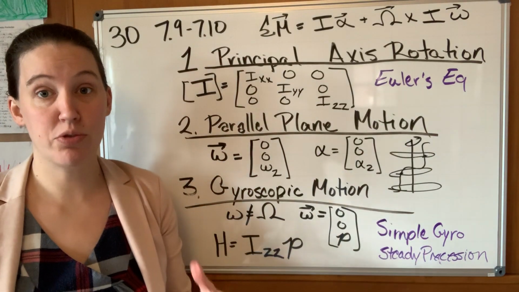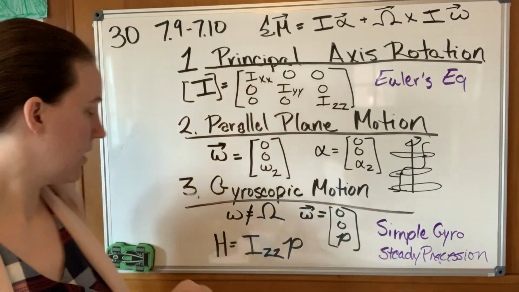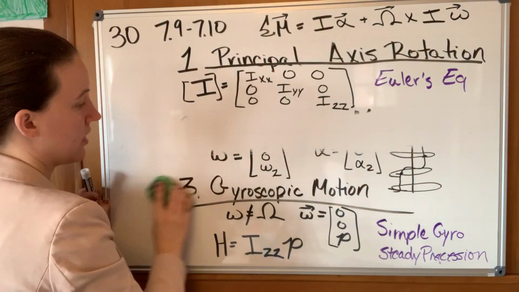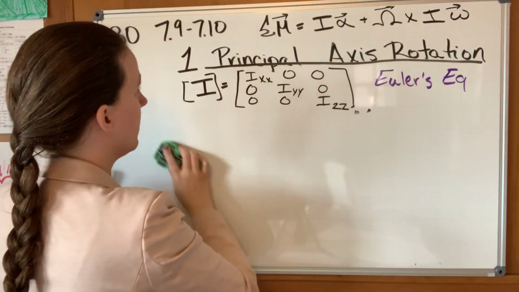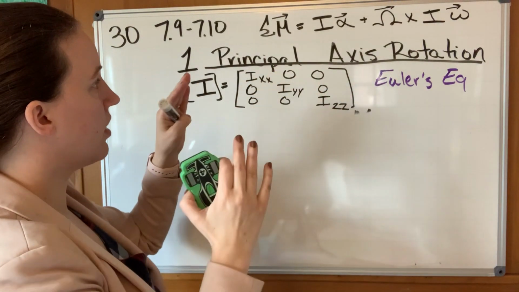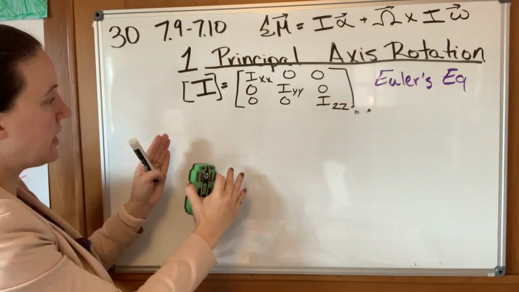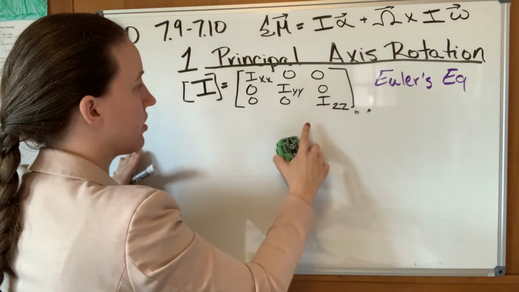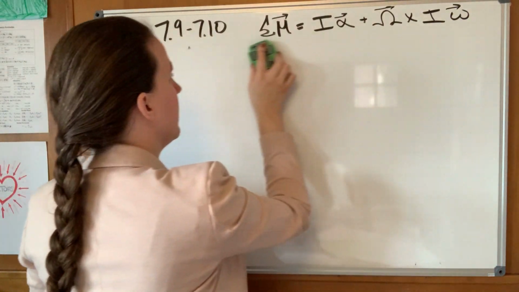So now it's time to derive Euler's equations for principal axis rotation. So I'm going to erase this other stuff and get to it. Again, for principal axis rotation, the axes for all of our problem are defined conveniently in the principal axes of the I matrix. So there's no off-diagonal terms. It's going to make our life so nice.